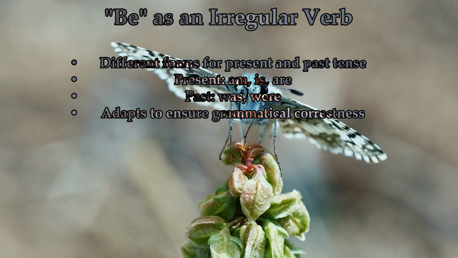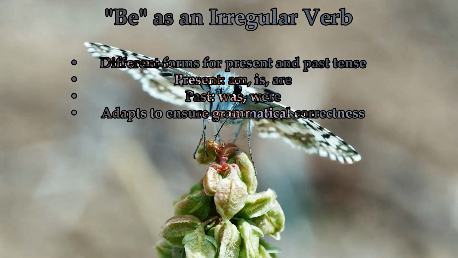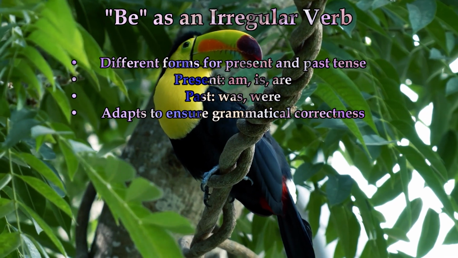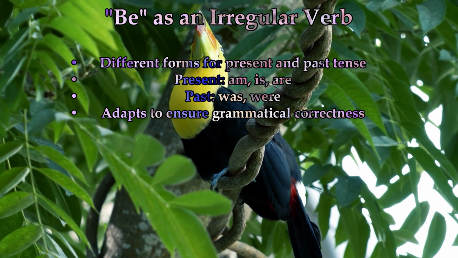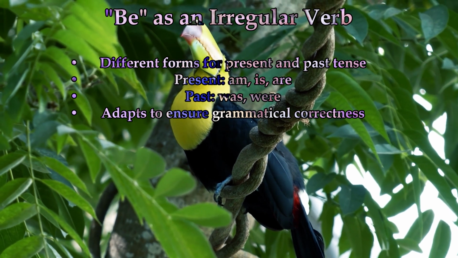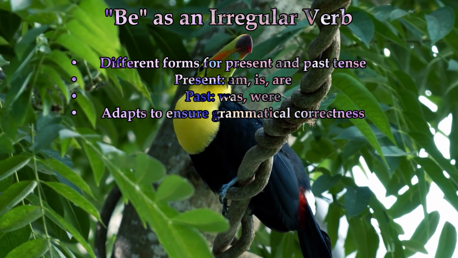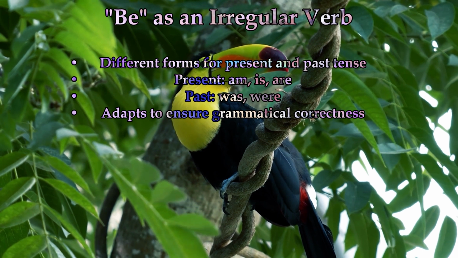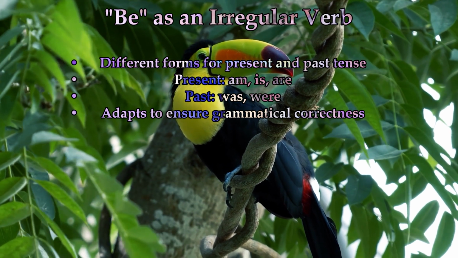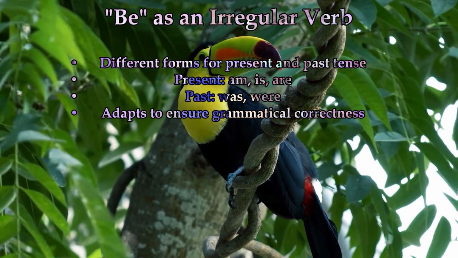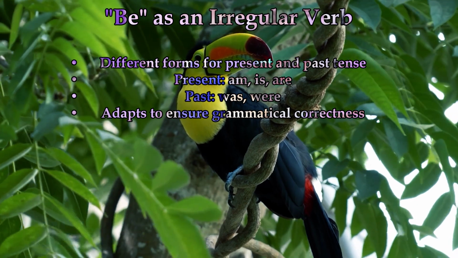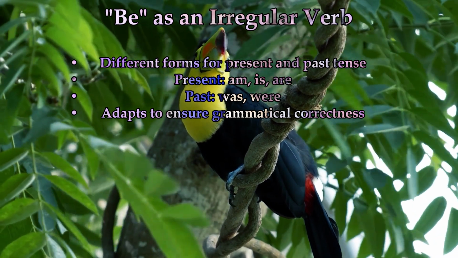Section 2. Be, as a main verb, the versatile storyteller. Now, let's turn our attention to be, as a main verb, a role in which it truly shines. When be takes center stage, it becomes a versatile storyteller, expressing existence, providing information, and conveying physical or mental states.